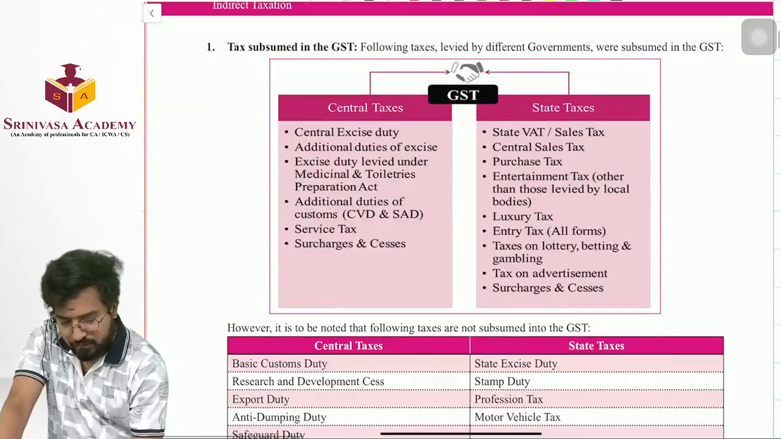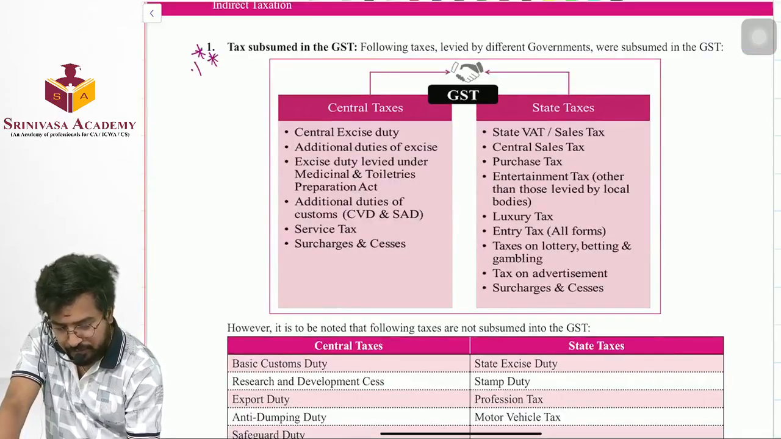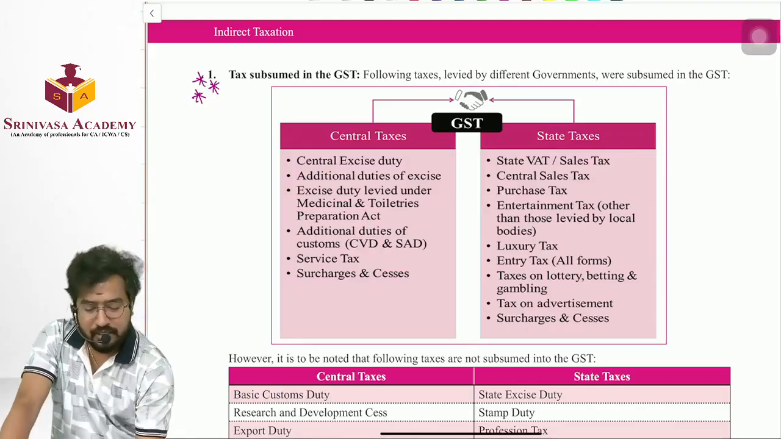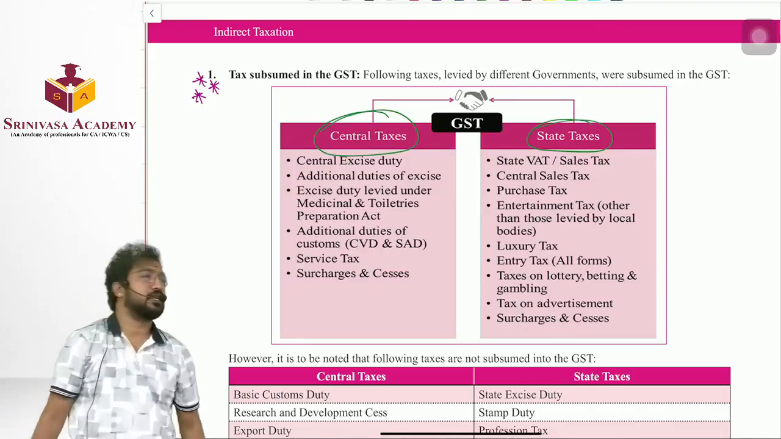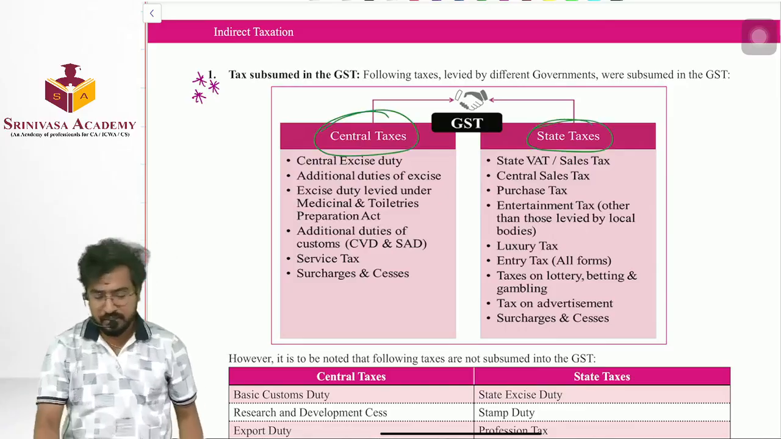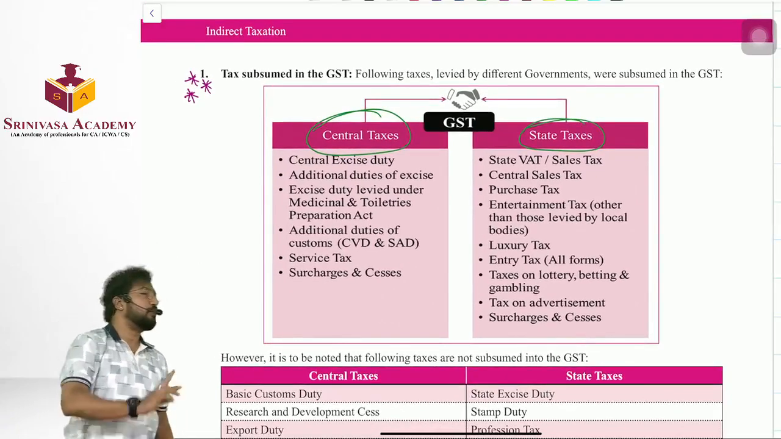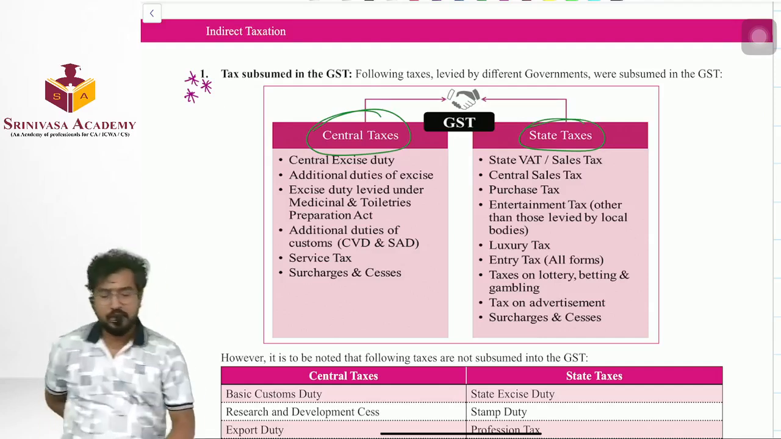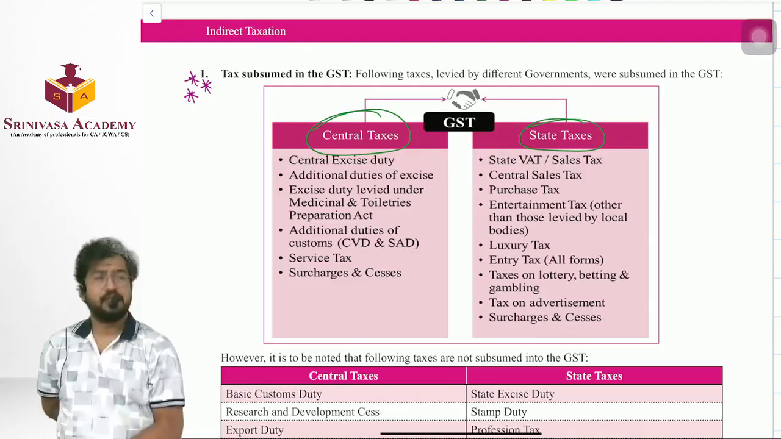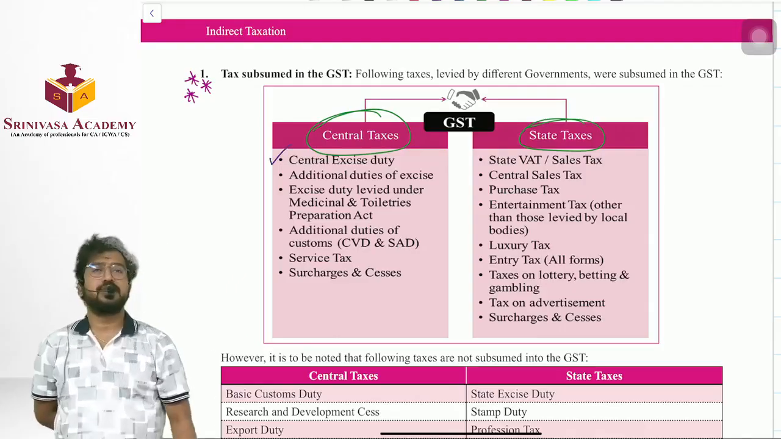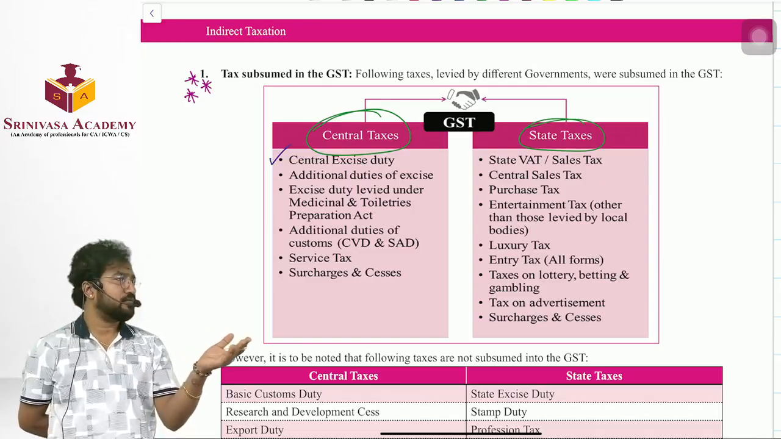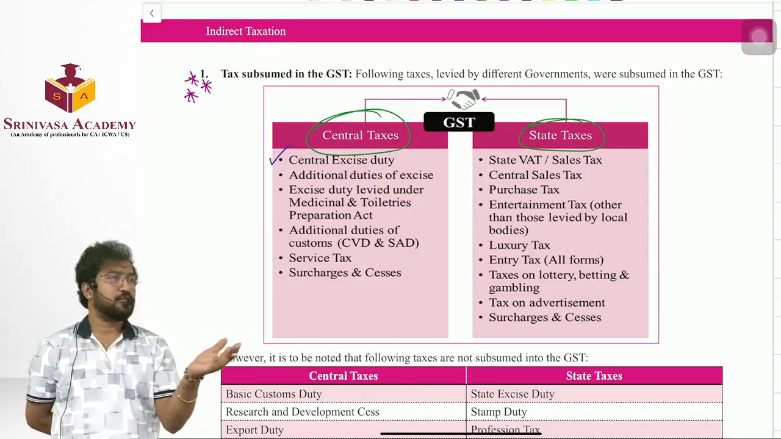Taxes to be subsumed under GST. Very important topic. What are the taxes to be subsumed under GST? Central taxes as well as state taxes. Very important point. Please remember this. What are the taxes levied by central government now subsumed into GST? Already discussed in the morning session. So what are the taxes subsumed into GST? There is no more central excise duty. Now it is only GST. When were we levying central excise duty? Central excise duty will come into picture when?